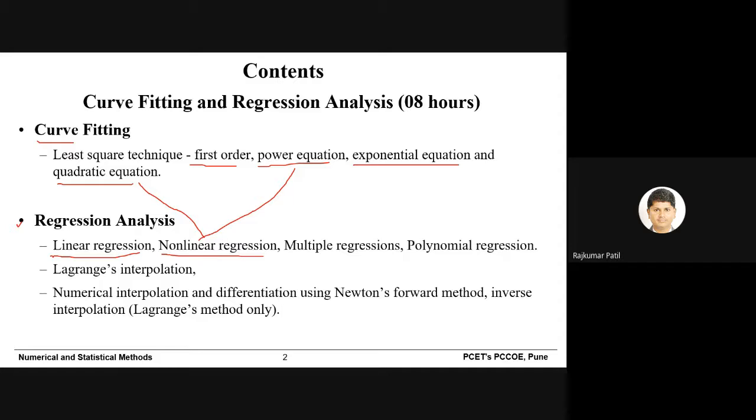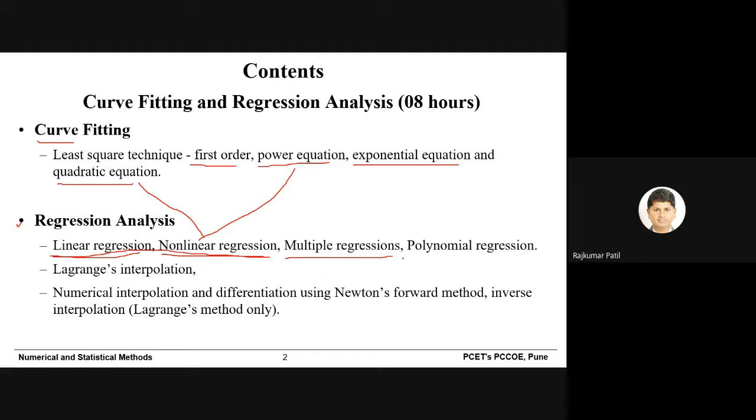In linear and non-linear regression, there will be two values, for example x and y, and we will be finding the relationship between x and y through an equation or a regression analysis. But if there are more than two parameters, then it is called multiple regression. These methods we will discuss in regression.